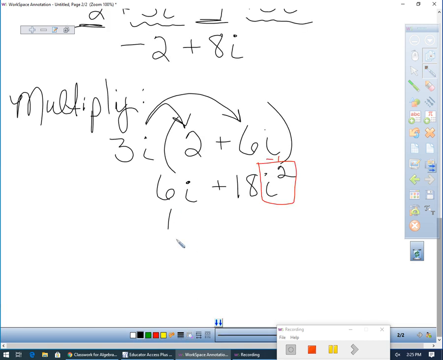Right? So we have 6i minus 18. But it has to be in a plus bi form. So writing it in the right order, it would be negative 18 plus 6i. Anytime you see that i squared, you need to change it to a negative 1.